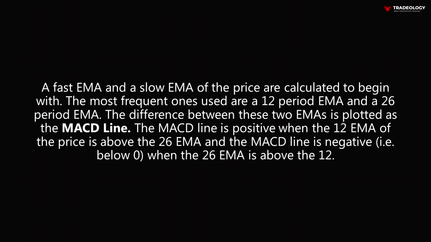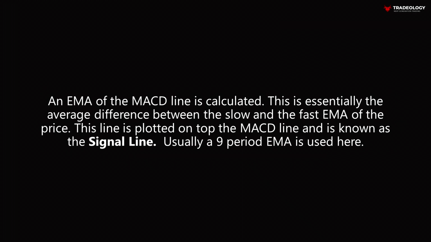The MACD line is positive when the 12 EMA of the price is above the 26 EMA, and the MACD line is negative, or below 0, when the 26 EMA is above the 12. An EMA of the MACD line is calculated. This is essentially the average difference between the slow and the fast EMA of the price. The line is plotted on top of the MACD line and is known as the signal line. Usually a 9-period EMA is used here.